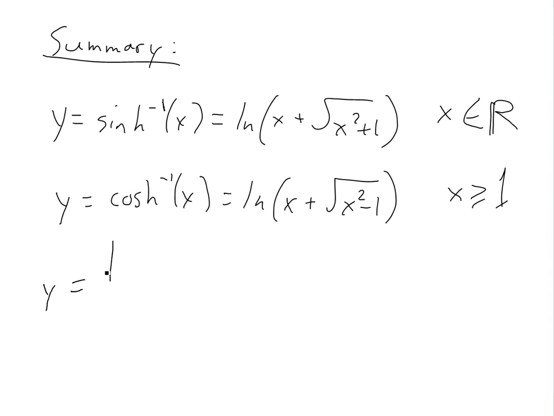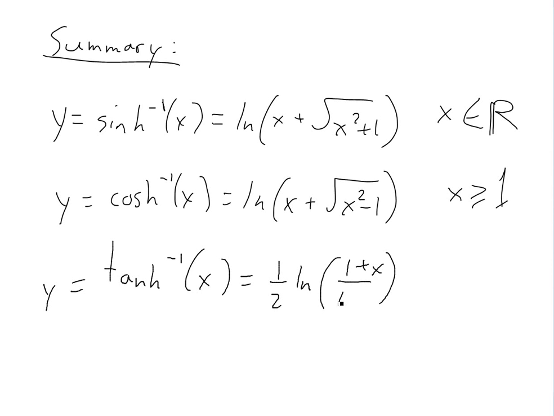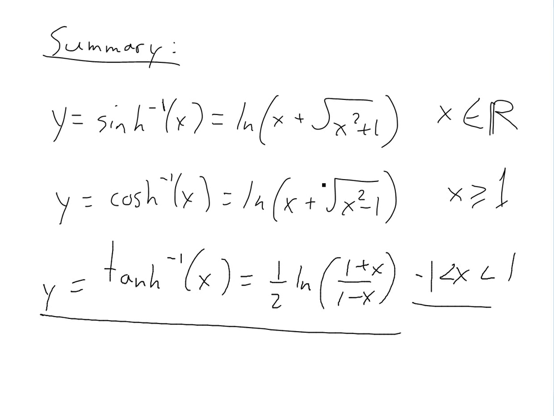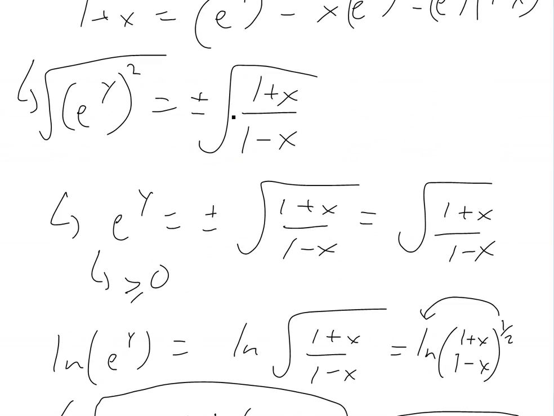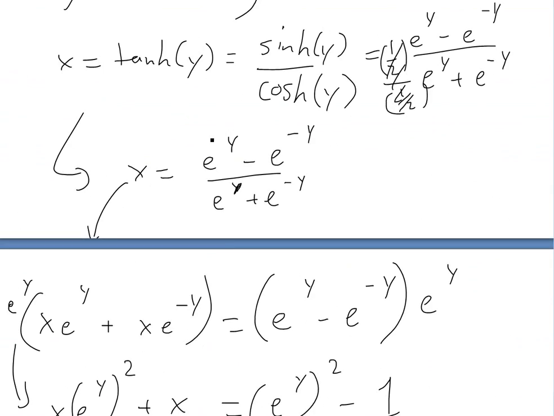And similarly for tanh inverse of x is equal to 1 over 2 ln of (1 plus x) over (1 minus x). So this is what we derived, and x is less than 1 and greater than negative 1. And yeah, this is basically all for today. It's a long video, but this is basically all you need about inverse hyperbolic functions and how you derive them.